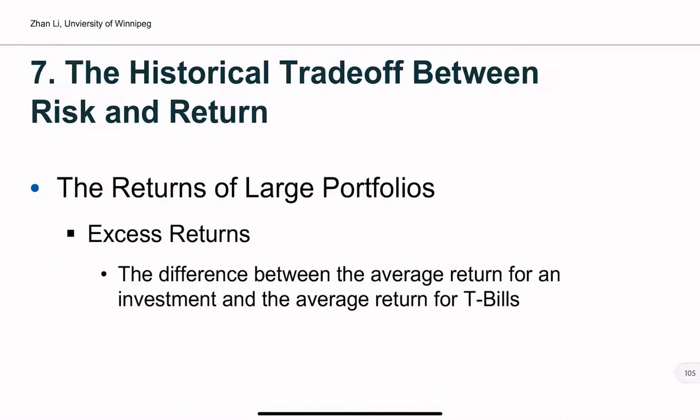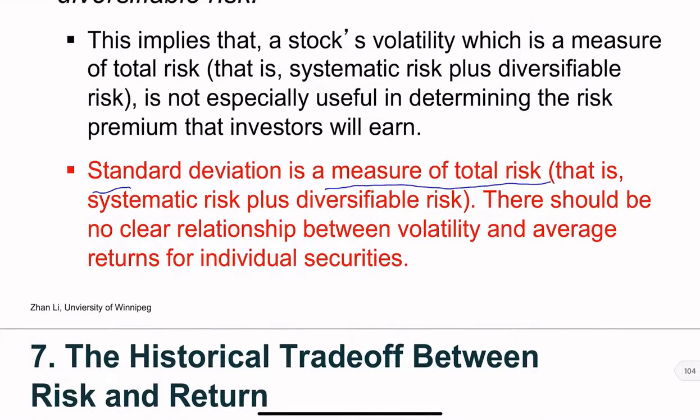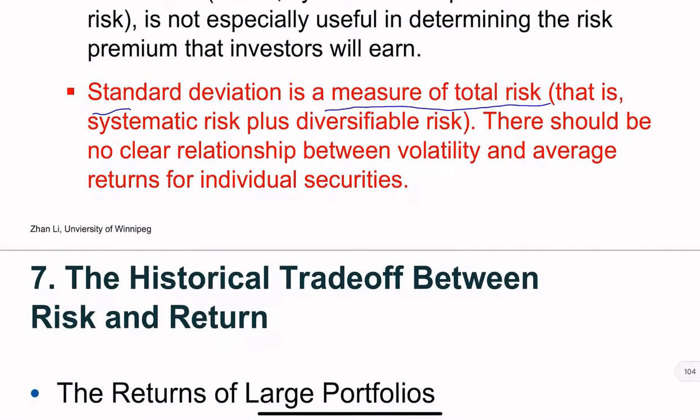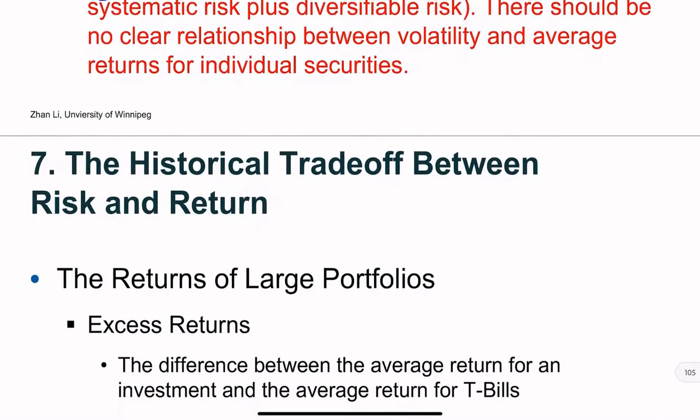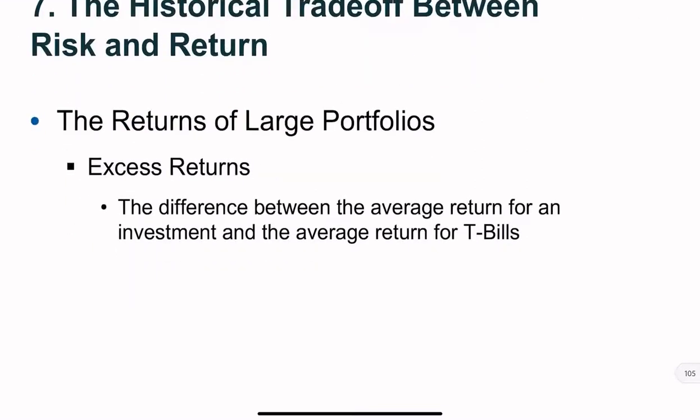Okay, I guess this point is still a little bit vague. So let's look at the next section, which talks about the historical trade-off between risk and return. I hope through this historical example, you can get a better understanding of how to explain the relationship between risk and return. So first, let's talk about excess return.